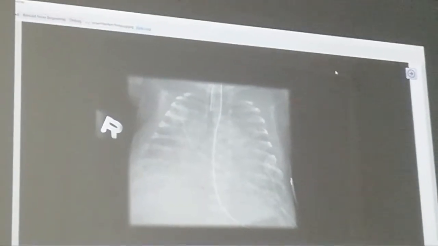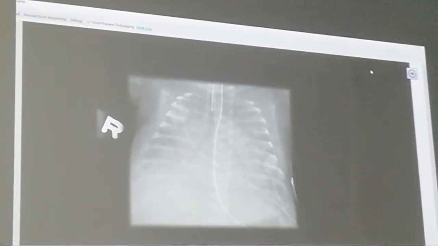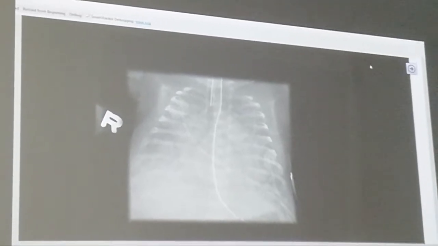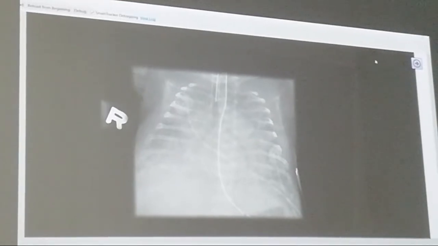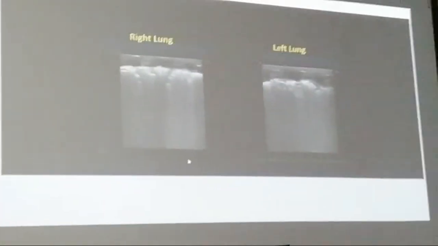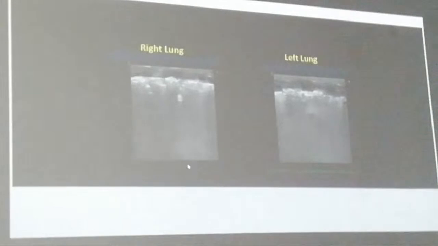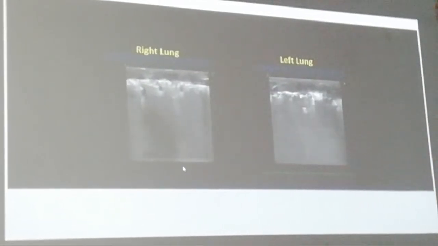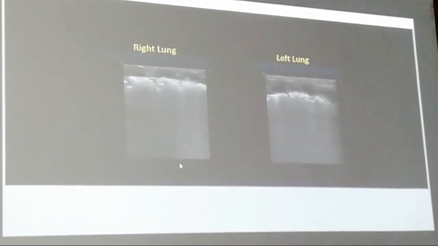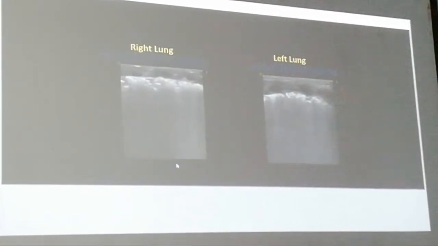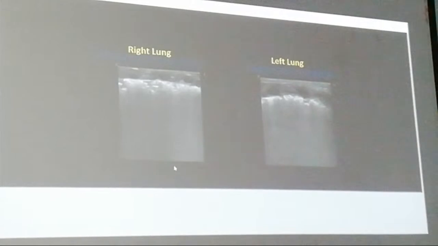What do you think about this chest X-ray, which was done before the intervention? Looks like loss of lung volume. This is the lung ultrasound, which shows on both right and left side lung atelectasis, sub-pleural air bronchogram, pleural thickening, and a lung ultrasound severity score of 3 out of 3 on both sides.